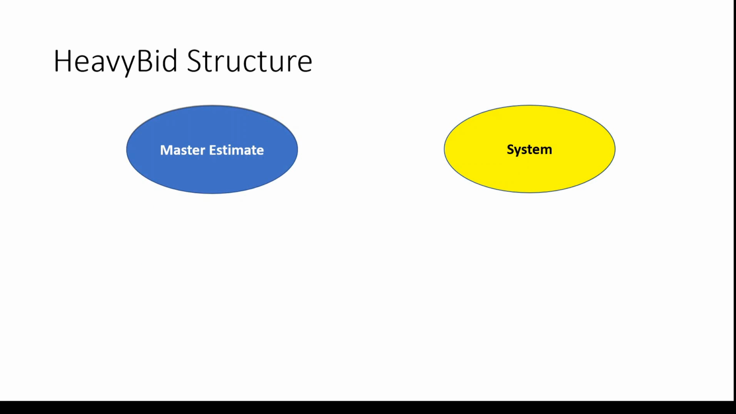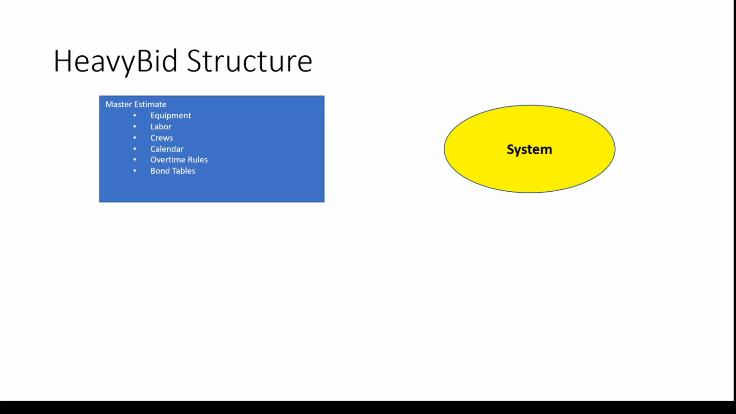All right, so HeavyBid structure: master estimate and system-wide materials. Those are the two areas where databases are stored. So what's stored in the master estimate? Equipment, labor, crews, calendar, overtime rules, bond tables. Also things like markups and add-ons, all those things that are unique to a master estimate or an estimate, are stored in the master estimate. That way you can do a lot of pre-setups in your master estimate so you don't have to keep repeating them over and over in your new estimate.